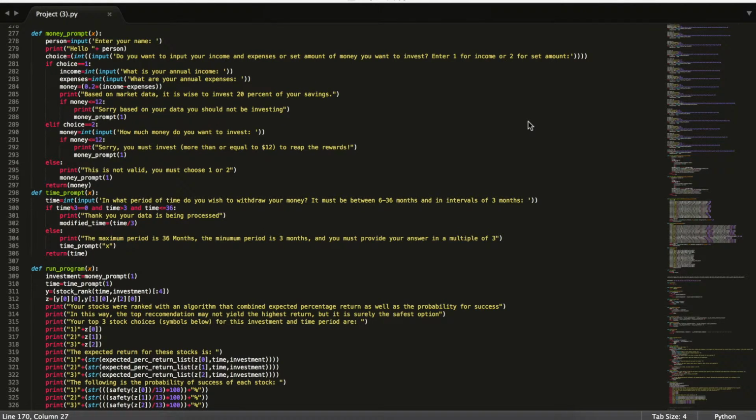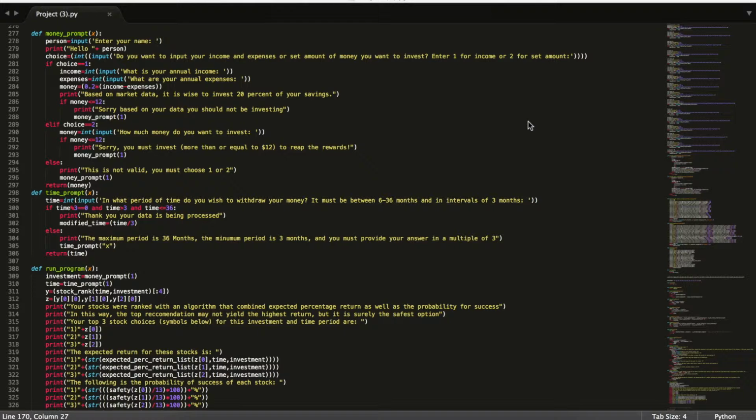For the user to input the time they want to get their return in and the amount of money they want to invest, we created two blocks named money prompt and time prompt. Money prompt allows the user to input the amount of static money they want to invest, or their income and expenses. If they choose income and expenses, the money outputted by this block is equal to 20% of the income minus expenses, which is what market data says is wise to invest. Otherwise, it outputs the static amount of money they invest, as long as it's over 12, which is the minimum price of a stock. Time prompt allows the user to input the amount of time they want until their withdrawal is ready, on a scale of 6 to 36 months in intervals of 3 months.